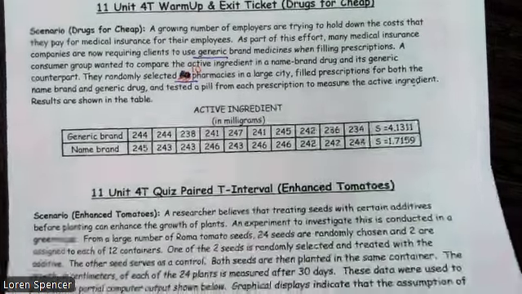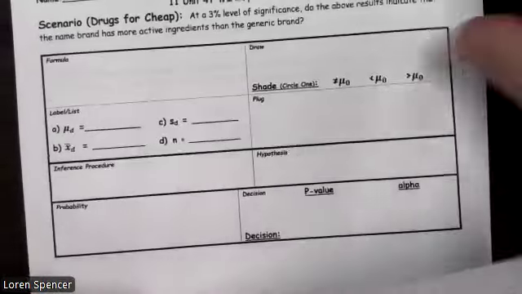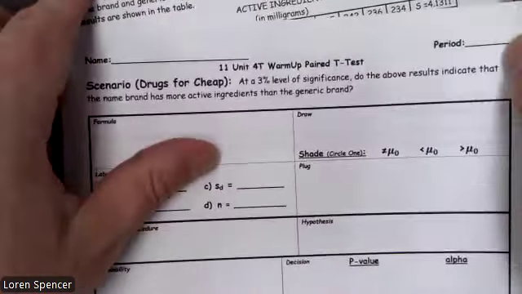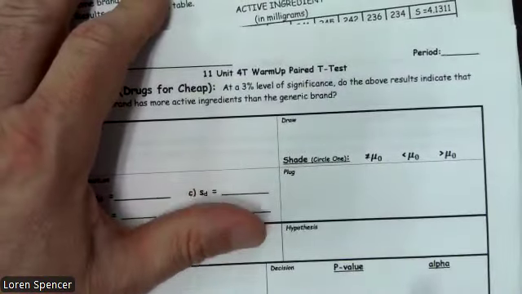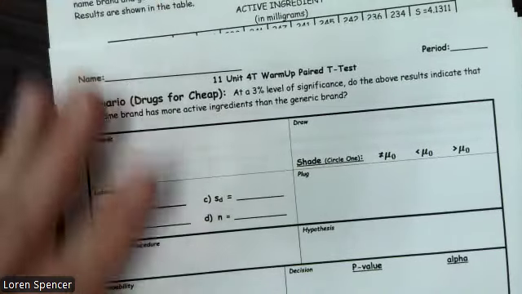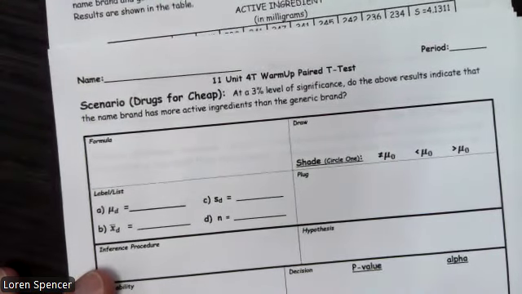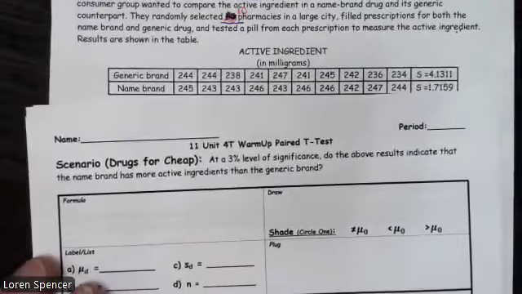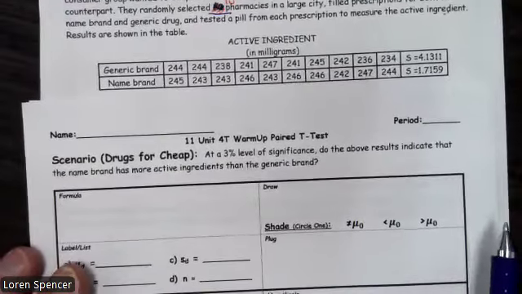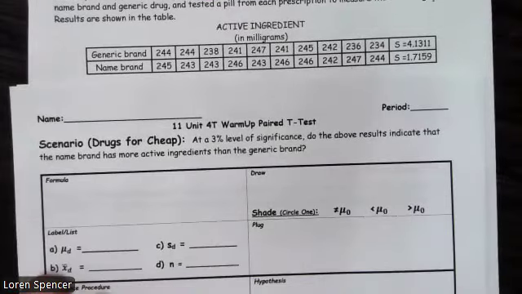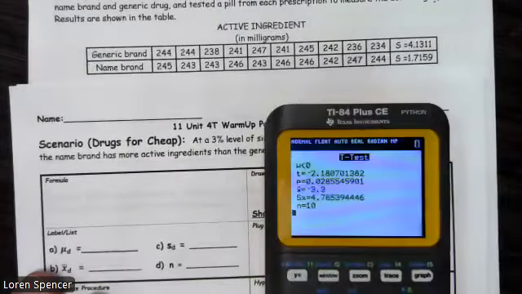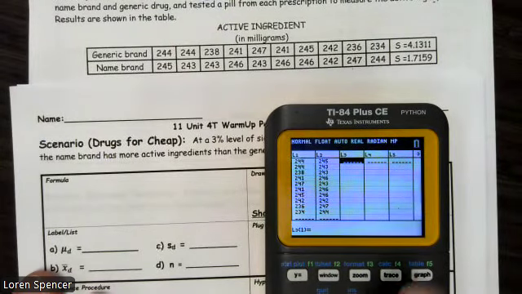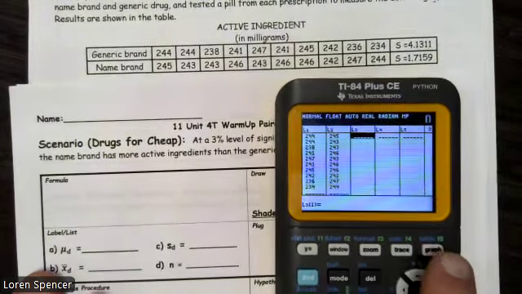All right. So as we move on and look at what we're supposed to be doing in the warm up, it says at the 3% level of confidence, do the above results indicate the name brand has more active ingredients than the generic? To test that out, I'm going to need to input that data into stat edit, which I've already done. Stat edit, and there it is in column L1 and column L2.